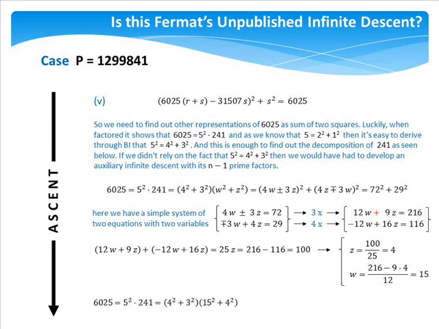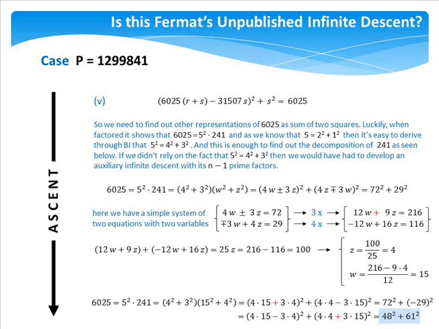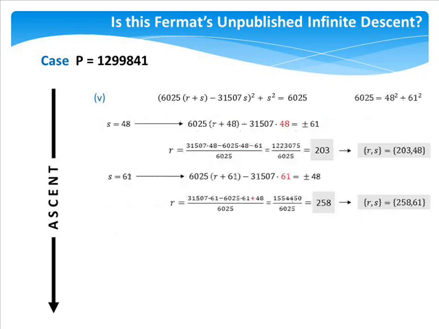Now we can find the other representation of 6,025 as sum of two squares. Choosing plus and minus signs gives us 72 squared plus 29 squared, that is, the values we already knew. Choosing instead minus and plus signs gives us 48 squared plus 61 squared. Finally, we plug those values in the other beautiful formula, finding out the pair values for R and S: 203 and 48 the first pair, and 258 and 61 the second pair.